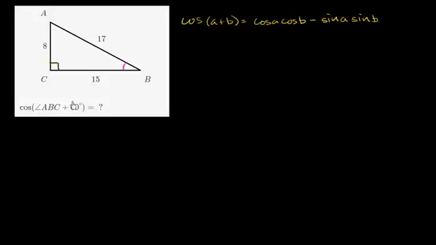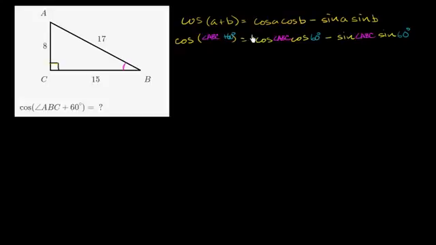So we could do the exact same thing here with the cosine of angle ABC plus 60 degrees. This is going to be equal to, let me just write out the whole thing, the cosine of angle ABC times the cosine of 60 degrees minus the sine of angle ABC times the sine of 60 degrees. So this right over here is angle ABC. This is angle ABC. And this is 60 degrees. And this is 60 degrees. So let's evaluate each of these things.